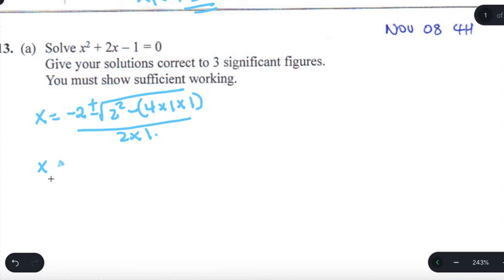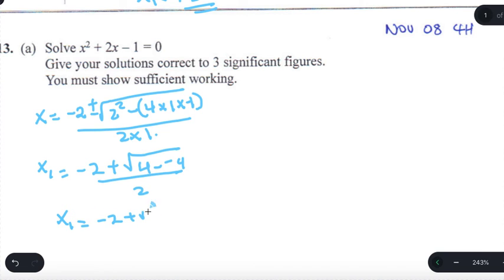So the first value will be negative 2 plus, under the root, 4 minus 4 times 1 times negative 1. Don't forget the signs, like that, all over 2. So the first value of x will be negative 2 plus root 8 over 2, and the second value of x will be negative 2 minus root 8 over 2.